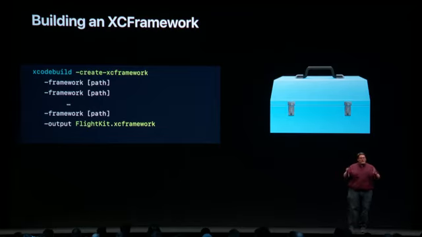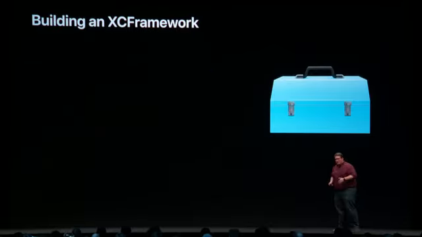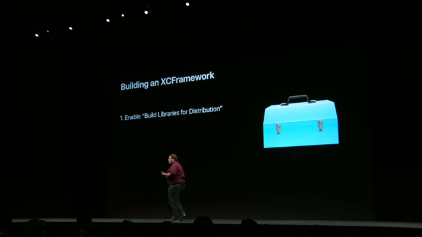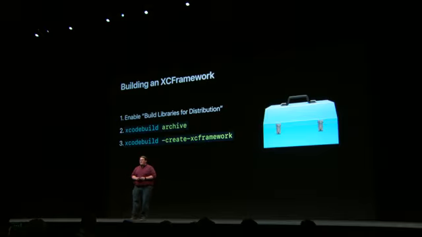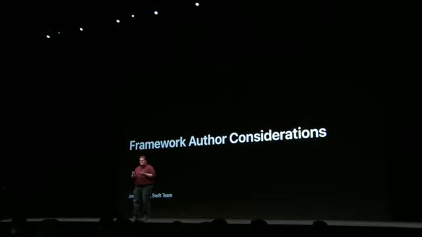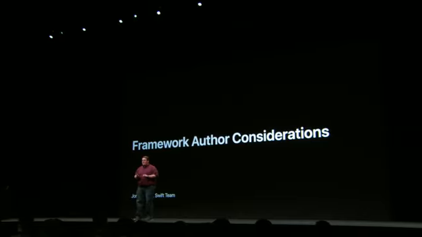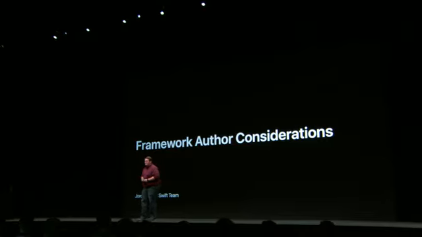So that's how to build an XCFramework. And in summary, remember, you'll want to enable Build Libraries for Distribution to make sure that your library is built to be distributed. You'll run xcodebuild archive to build archives of your framework. And finally, you'll run xcodebuild -create-xcframework to package it up for distribution. And then you can start sending it to your clients, and they can start adopting it. So that was XCFrameworks. Now, my teammate Jordan will come up to talk to you about what you should consider as a framework author to make using your framework as smooth as possible.